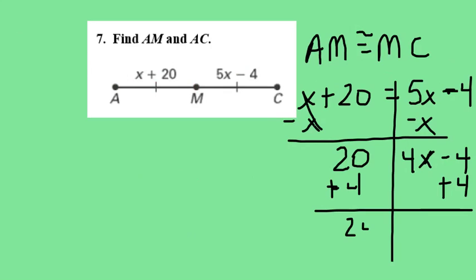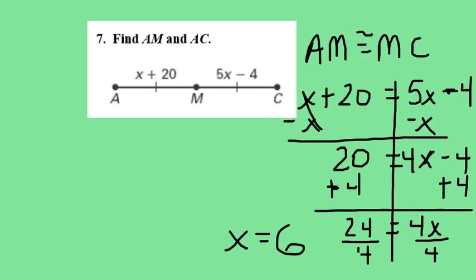So 4x equals, bring our equal sign down, 24. Divide both sides by 4. And x has a value of 6. But again, remember our whole purpose of doing that wasn't just to find the value of the variable. We want to plug in. So we want to find the length of AM, which was x plus 20.